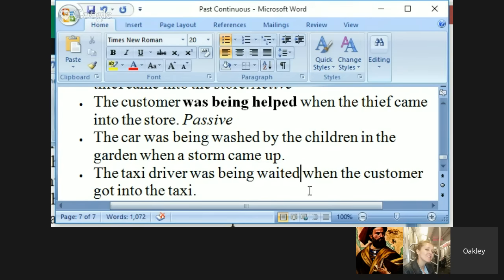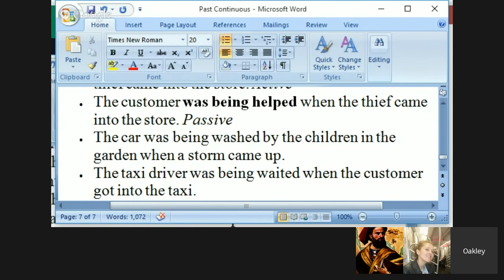That doesn't really make sense. How does a wait happen to you? The taxi driver was waiting. I don't know how a wait happens to somebody. A person can wait. How can a wait happen to somebody? Waited, okay. He waited to arrive the customer. No. To begin to work. Yeah. Well, that doesn't work.